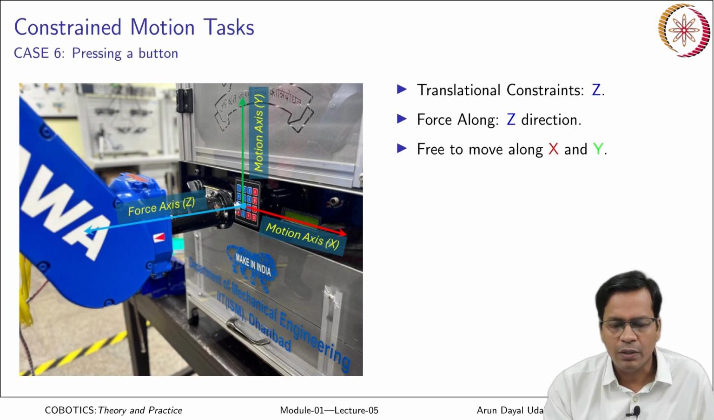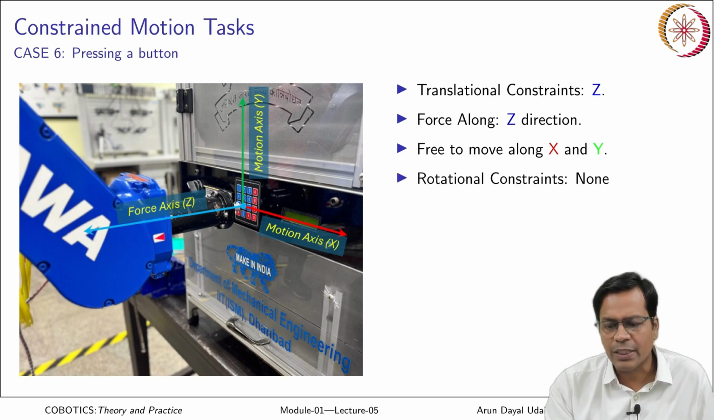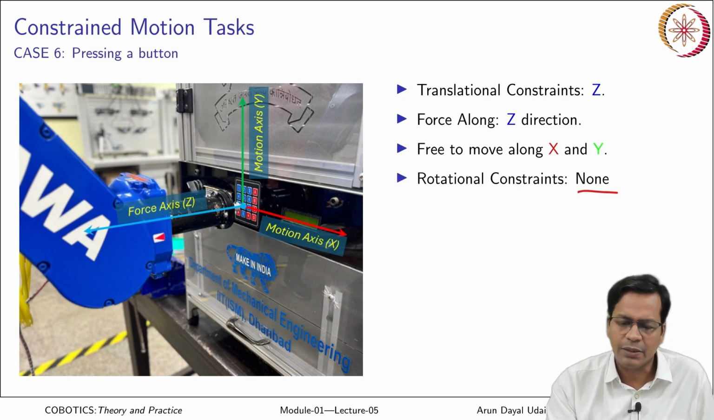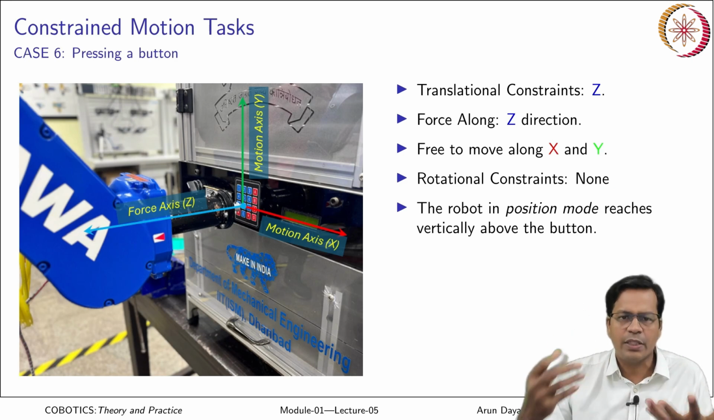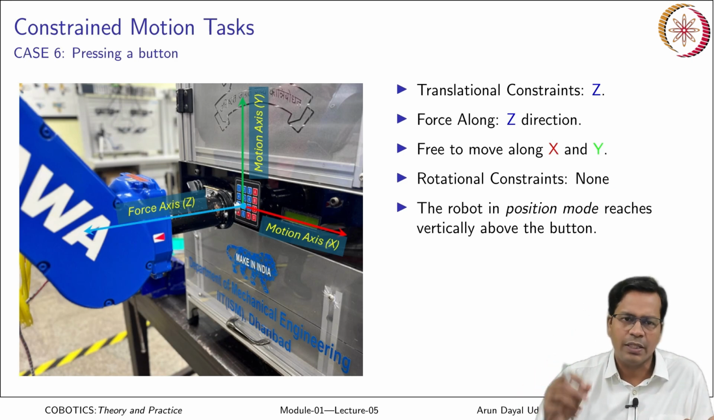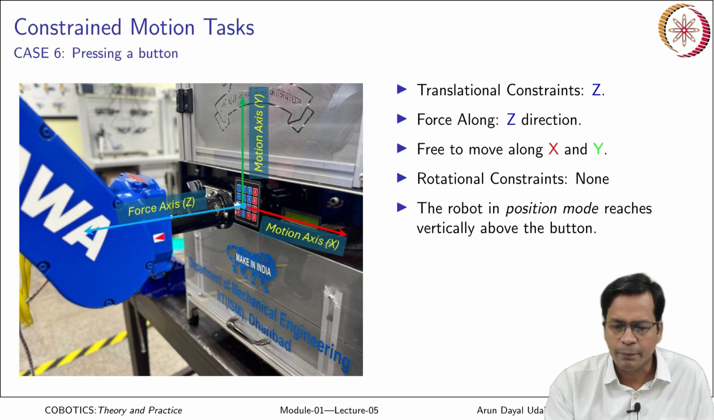Free to move along x and y direction. Okay. Rotational constraint there is none, but yes, that is not advisable also. The robot in position mode reaches vertically above the button using maybe a vision system which detects exactly the button which is to be pressed, and then you reach vertically above that.